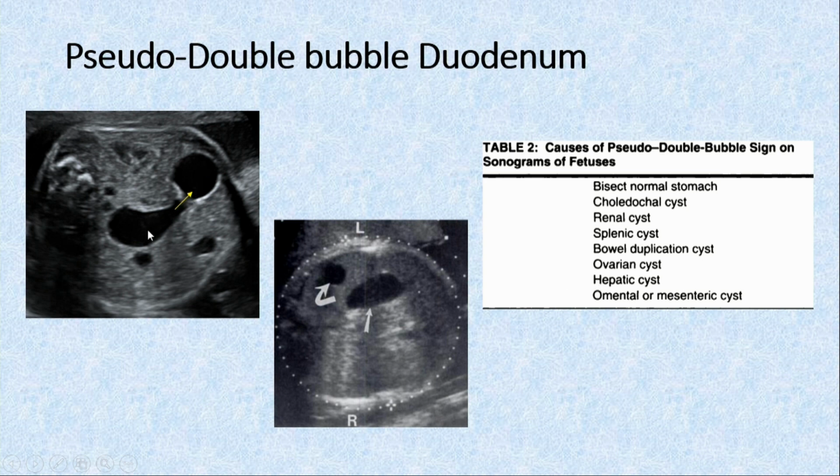Unless you demonstrate the connection and the gut signature, which can be seen on a very high frequency probe, where we see the three prominent layers, that gut sign you have to demonstrate, and then we have to demonstrate the connection. At times we get some pseudo double bubble. Here you can see that this is the stomach and this is a splenic cyst, which is to the left of it. Similarly, we can also get renal cyst, bowel duplication cyst, ovarian cyst, hepatic cyst, which may mimic the pseudo double bubble, where the connection will not be there.